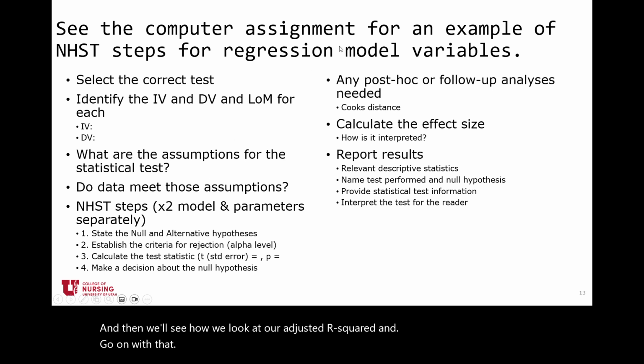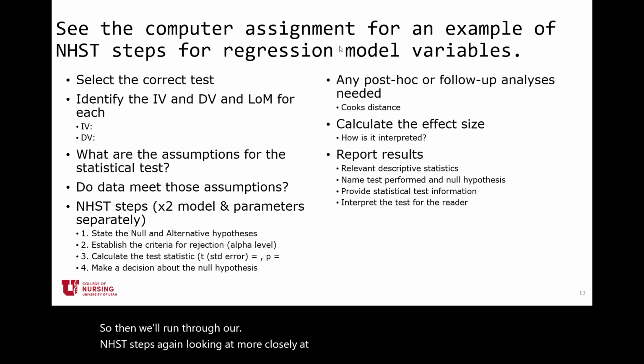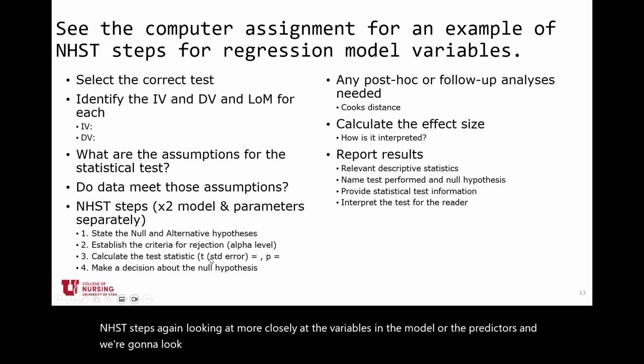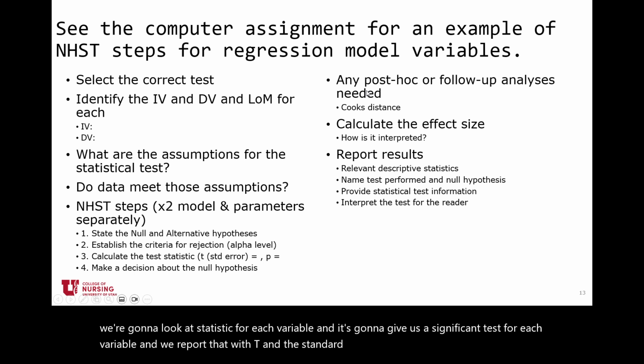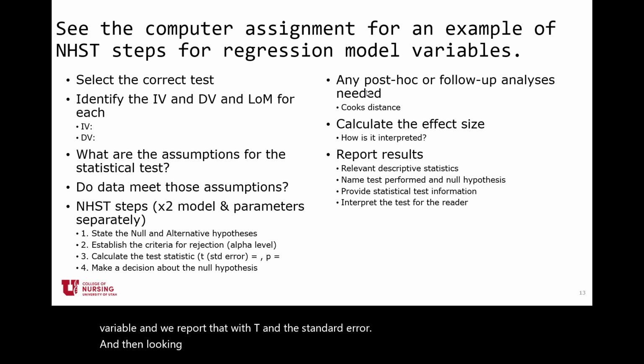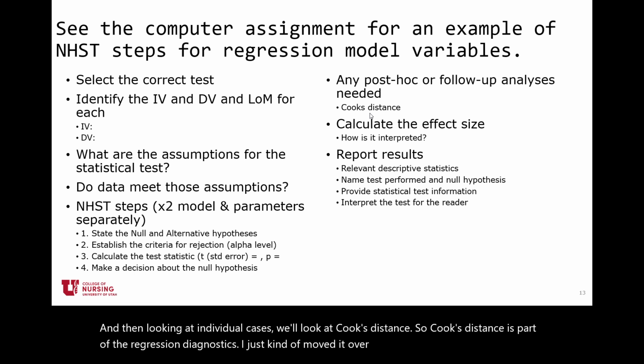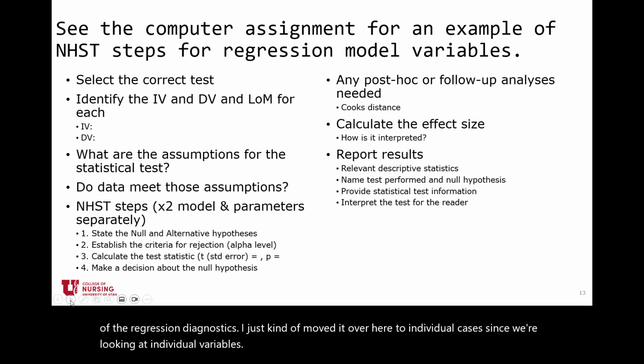So then we'll run through our NHST steps again, looking more closely at the variables in the model or the predictors. We're going to look at a t statistic for each variable, and it's going to give us a significance test for each variable, and we report that with t and the standard error. And then looking at individual cases, we'll look at Cook's distance. Cook's distance is part of the regression diagnostics. I just moved it over here to individual cases since we're looking at individual variables, but they're all in the same menus.